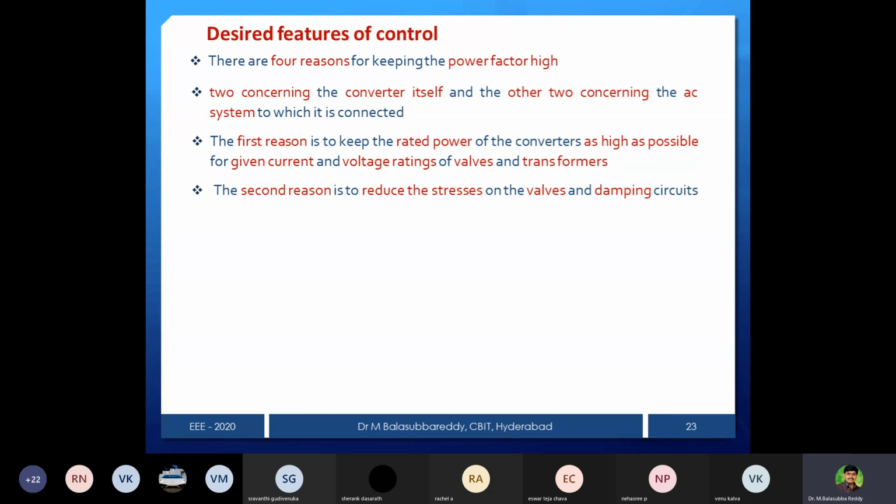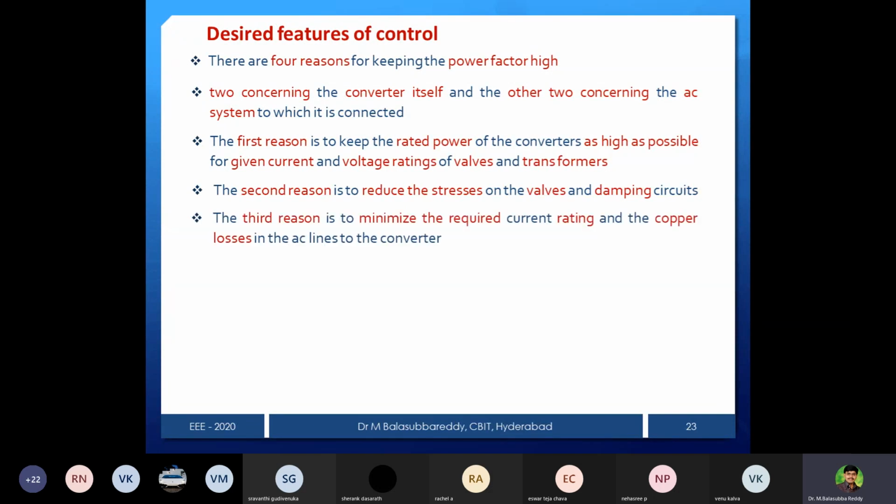Another one is to reduce the stress on the valves and damping circuits. Damping circuit, in the sense, RC1, RC2. So reduce the stress on the valves. If voltage stresses or current stresses are there on the valves, automatically there is a chance of failure of the valve. So what you have to do is keep the power factor high so that it will reduce the stresses on the valve.